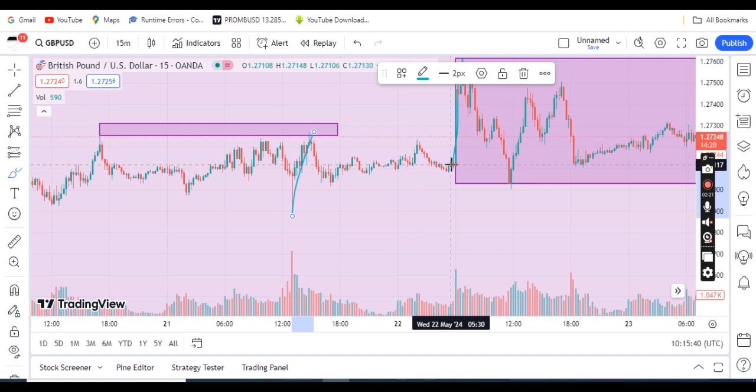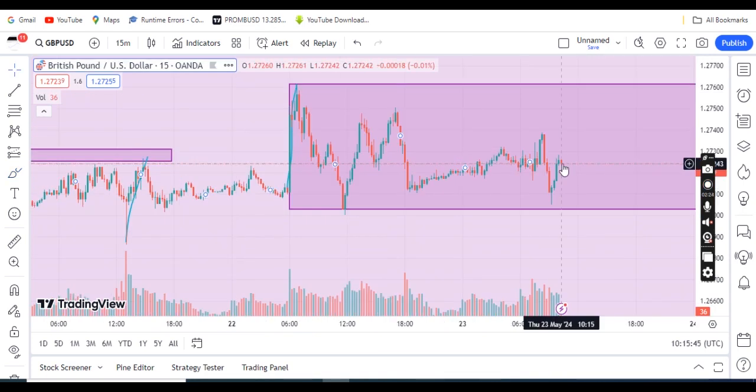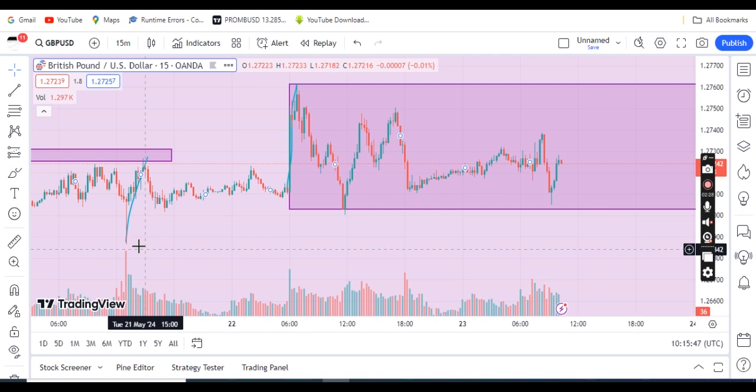You have another range from here to here. This is the range that actually produced this particular move. This was just a manipulation. So with this range, where are we looking? We are looking at the market to return to this particular place. When the market returns to this place, that's where we begin to deal with the market again.